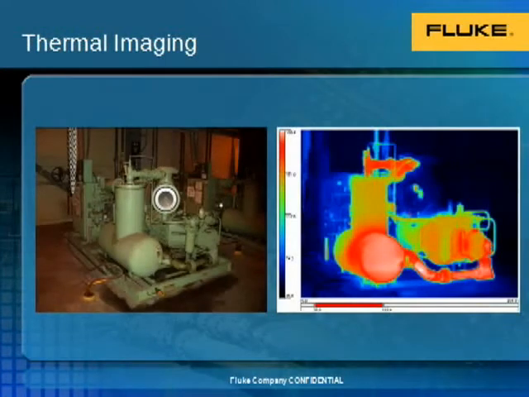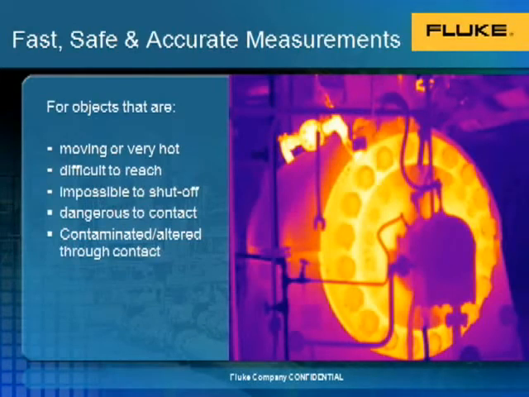Here we see the difference between looking at something with your eyes in visible light and looking at something with infrared. When using just your eyes, it is hard to determine the flow of heat or proper operation of this piece of equipment. By utilizing the thermal imager, this becomes much easier. Thermal imaging allows for fast, safe, and accurate measurements for objects that are moving or very hot, difficult to reach, impossible to shut off, dangerous to contact, and sometimes where contact can contaminate or alter the object.